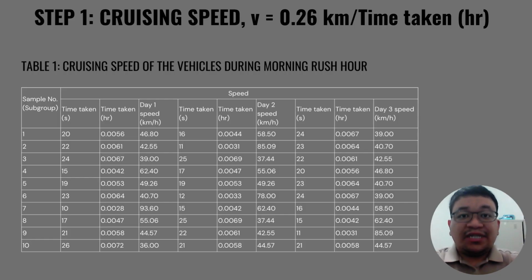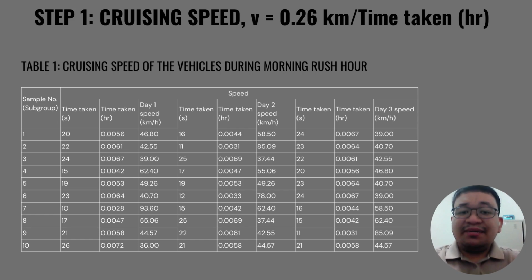In designing a control chart, we need to follow a number of steps. So for step one, we need to determine the cruising speed. In this project, we have determined that the cruising speed, which is labeled as B, is equal to 0.26 kilometer divided by the time taken in hours. These cruising speeds on three different days are tabulated in Table 1, which is labeled as the cruising speed of the vehicles during the morning rush hour.